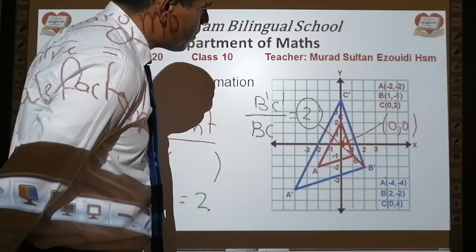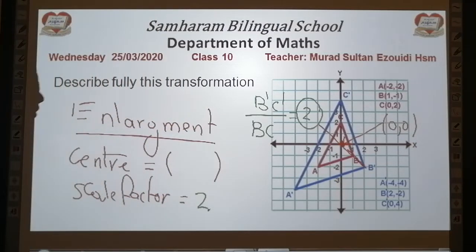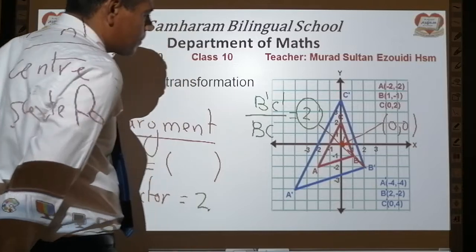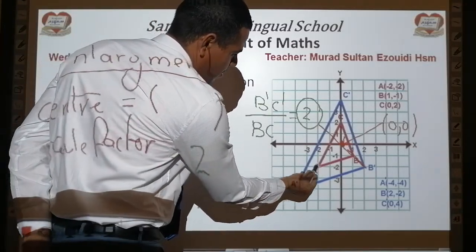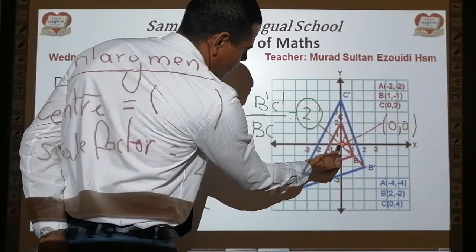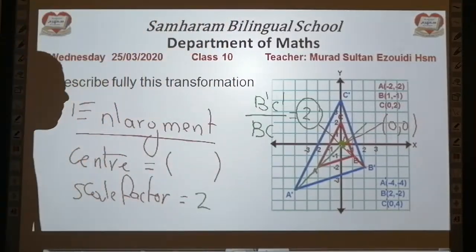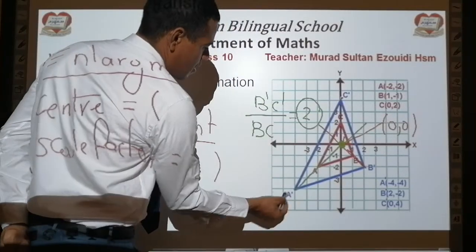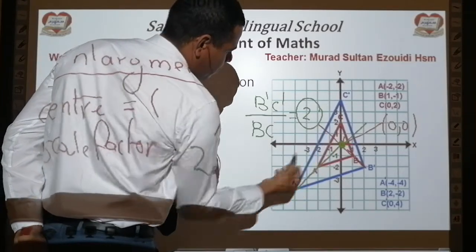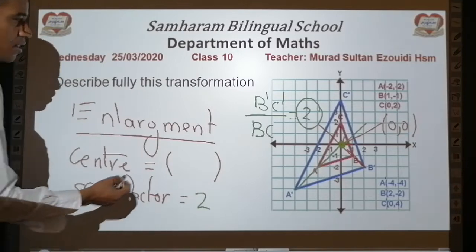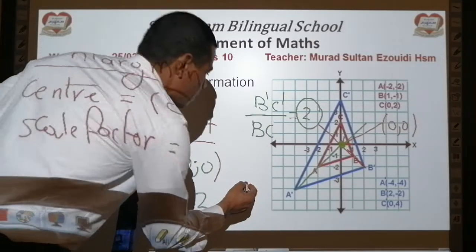1, 2, 3, 4, 5, 6. 1, 2, 3. What else do you want to know? If you extend this line here, it will coincide with the center of the enlargement. And A prime C prime equals 2 times AC. The center is 0, 0. So we can write here, my kids.